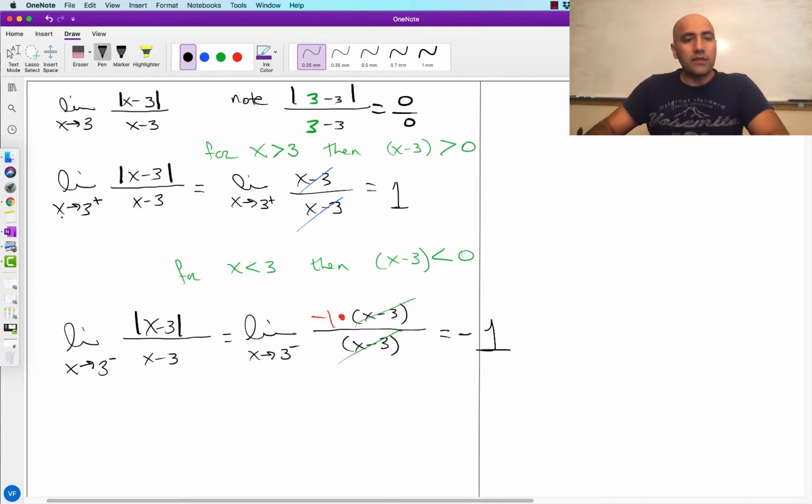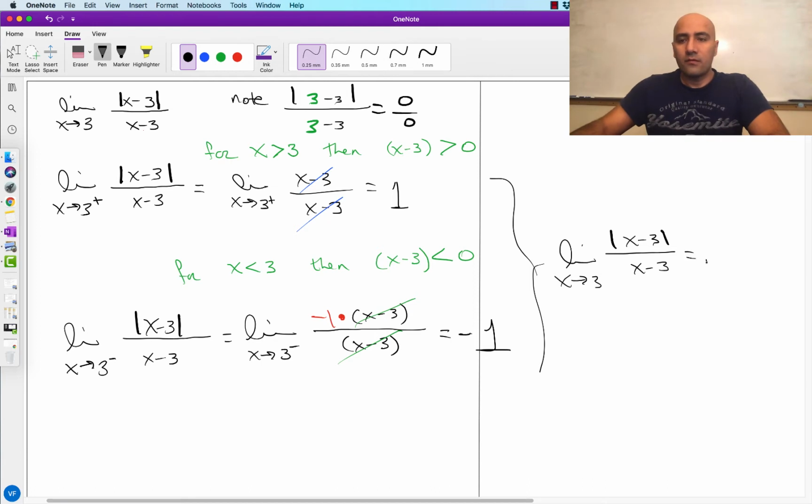So the limit as x approaches 3 from the right-hand side is going to be 1. The limit as x approaches 3 from the left-hand side is going to be negative 1. They don't match, so obviously the limit doesn't exist. The limit as x approaches 3, the unrestricted limit with no conditions there, of our function does not exist.